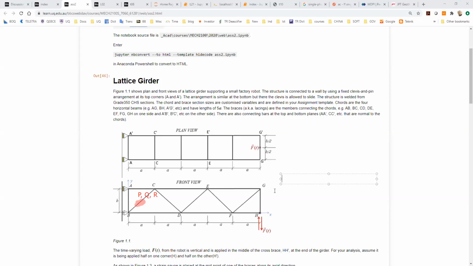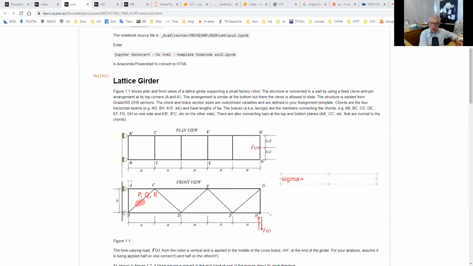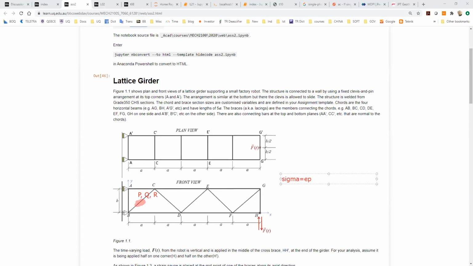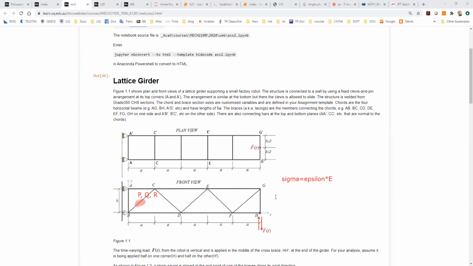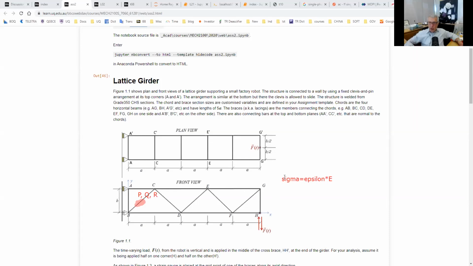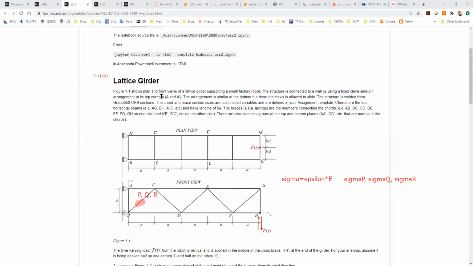Start from the strain. So sigma is equal to E times epsilon. Epsilon is the strain. E is the modulus of elasticity. Is that right? Yes. So you can calculate three stresses from here. So it's going to be sigma P, sigma Q, and sigma R. You with me so far? Yes.